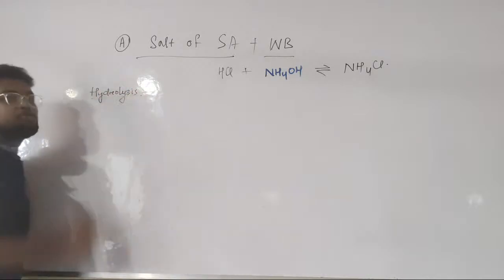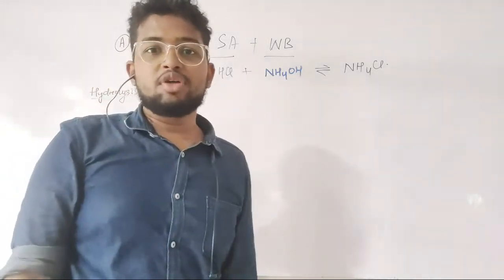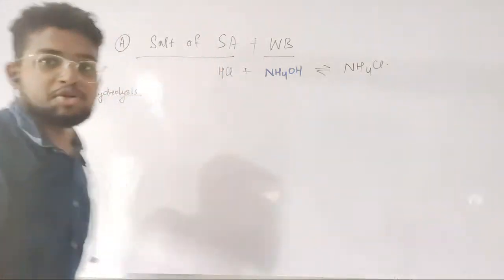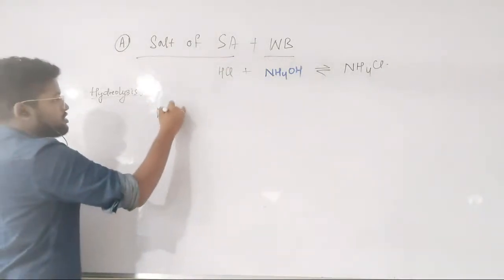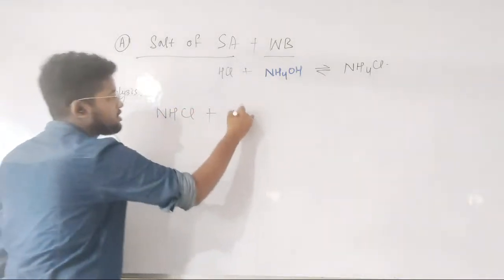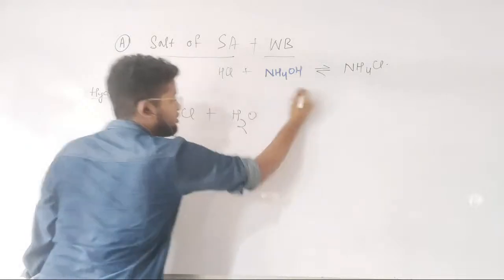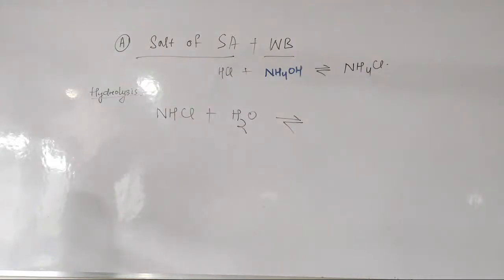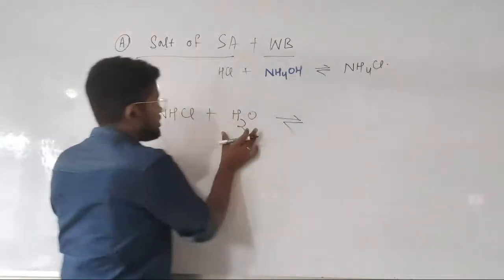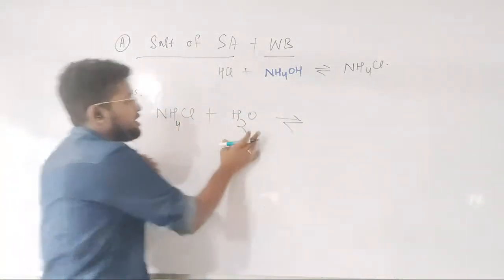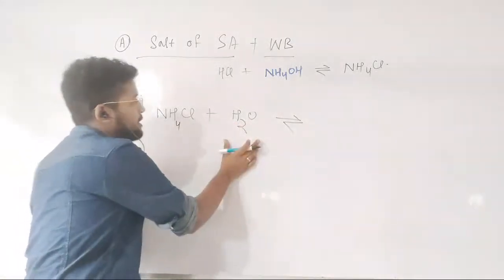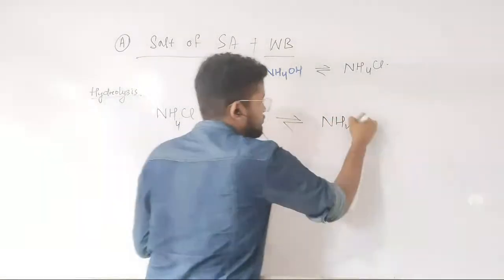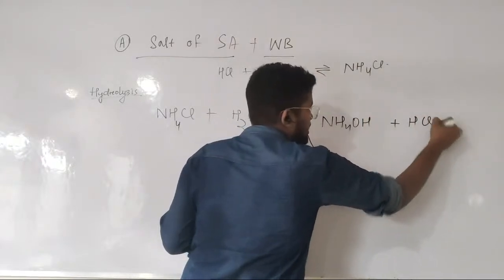Hydrolysis means just put that salt in water. NH4Cl will be added to water. Then what will be our final products? What will we get? So what will happen again? This NH4Cl will again react with OH minus of water and give us NH4OH plus HCl, right?